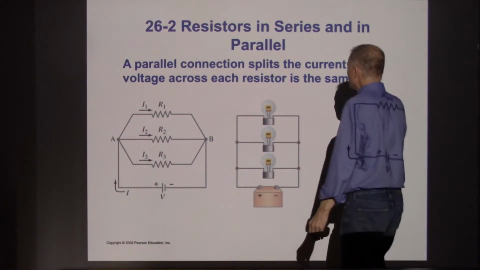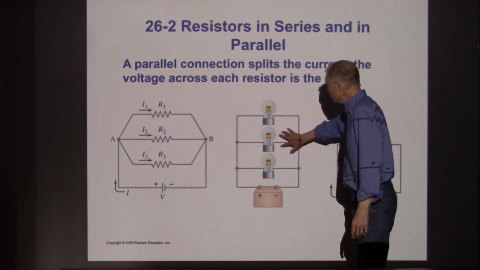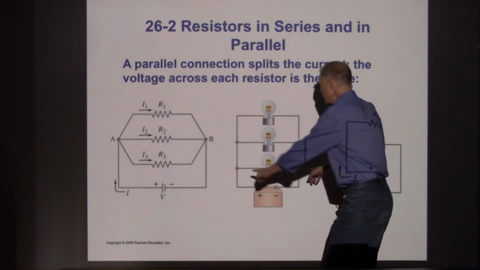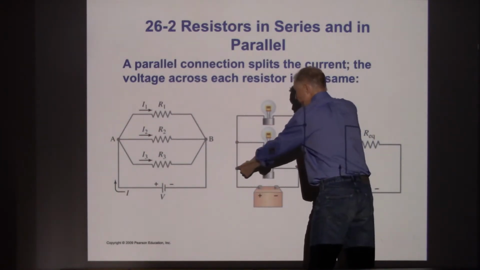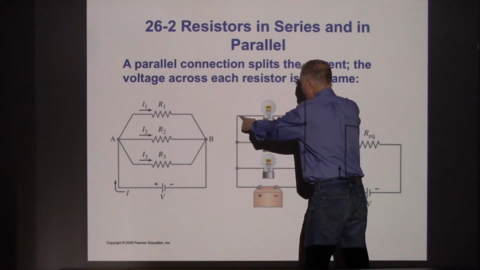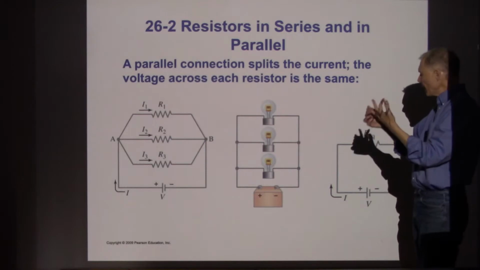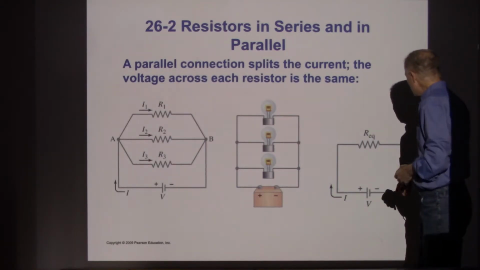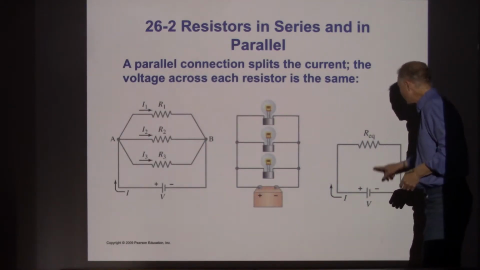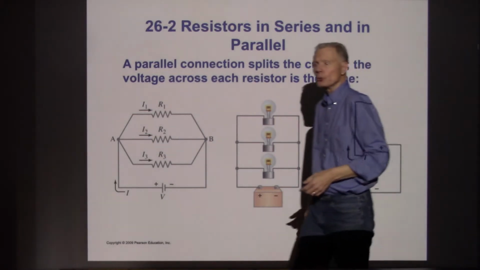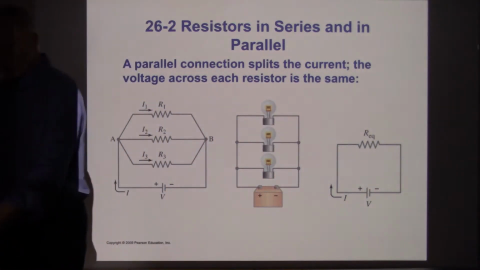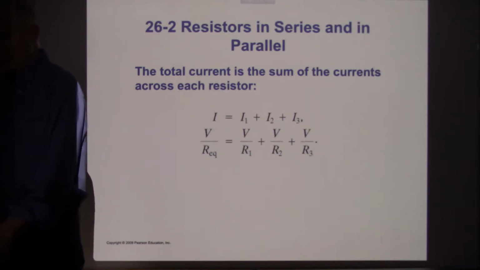And so each of the resistors is connected directly to the full voltage of the battery. In fact, they are. And so V1 matches V2, matches V3, and they're all equal to the battery. Now there's an R equivalent for this too, and let's take a look and see what that would look like.